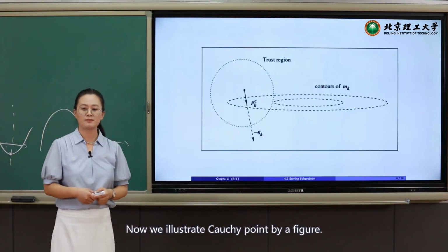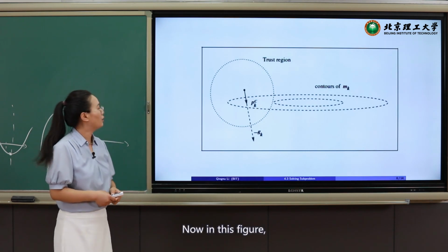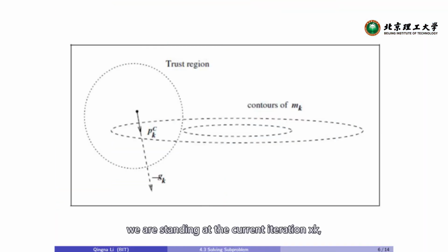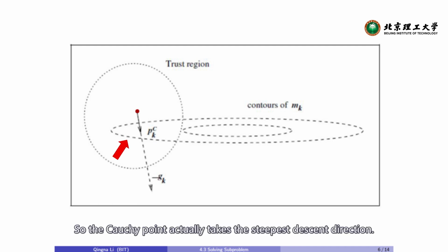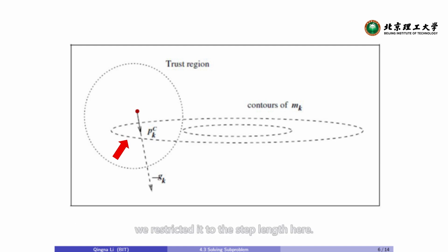Now we illustrate the Cauchy point by a figure. In this figure, we are standing at the current iterate x_k, and the contours of the model function are the ellipsoids here. The Cauchy point takes the steepest descent direction, however we restrict it to the trust region step length here, because we are looking for the minimization along this direction. The smallest function value we can get along this direction is here. So this gives us the Cauchy point.